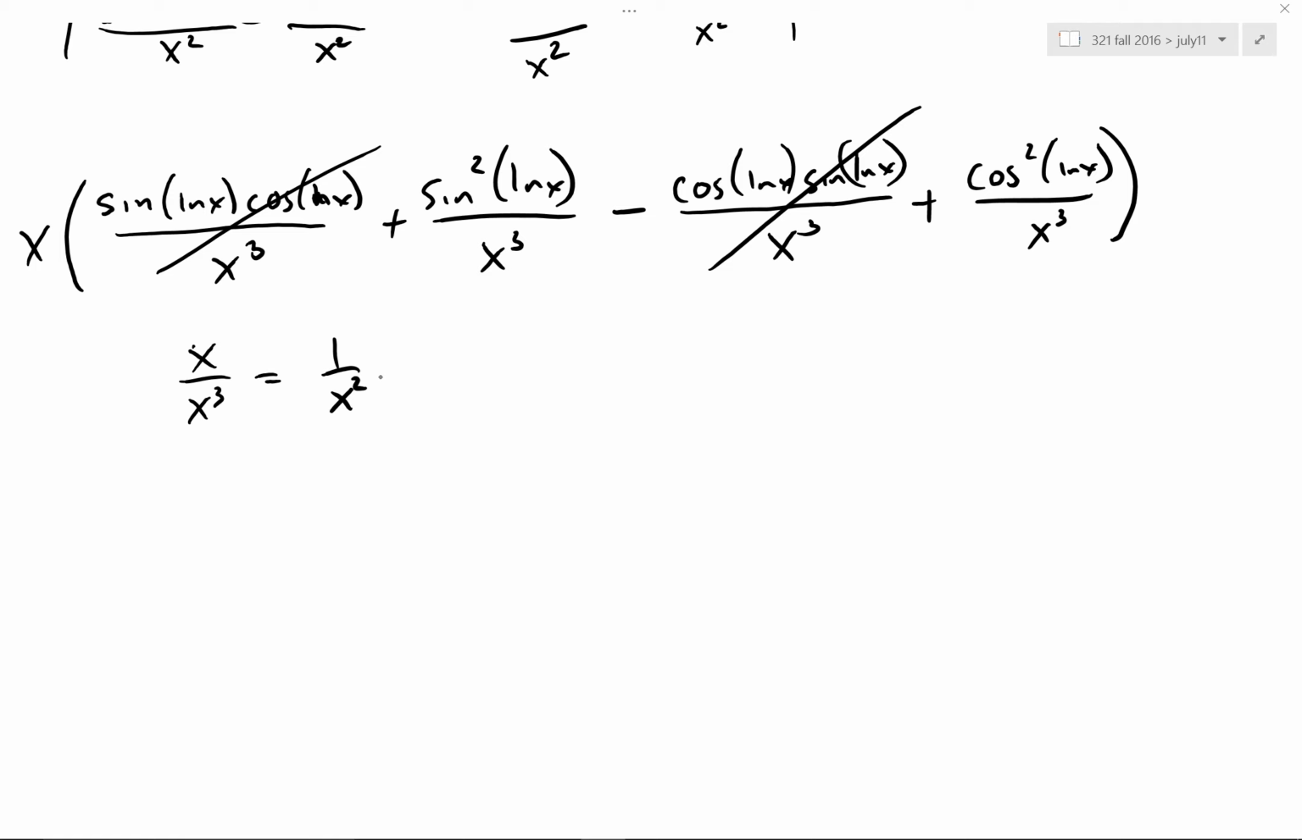And ba-boom, ba-boom, ba-boom. 2 over x squared. But again, I don't really care what it is, I care that it's not 0. Okay? Because it's not 0, they are linearly independent. Okay.